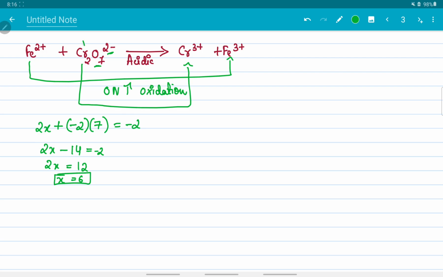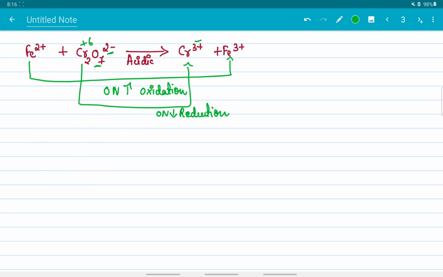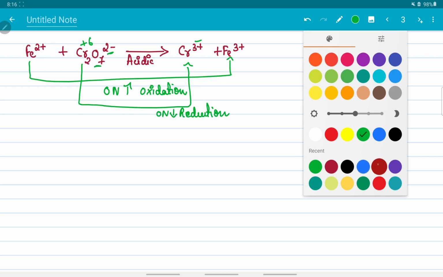So the oxidation state on chromium will be plus 6, and on the right hand side it is plus 3. From left to right, the oxidation number is decreasing, so it is reduction. So chromium is getting reduced, and iron is getting oxidized. So we found our oxidation and reduction halves. Now our next step is to write these two halves and balance them separately.